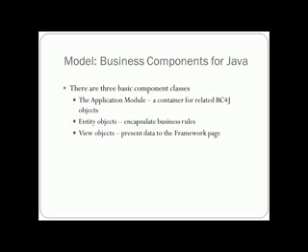Okay. So BC4J, as I said, business component for Java. There are three components in it: application module, entity object, and the view object. The application module is a container for BC4J objects, which holds the select statement in real time. The view object presents data to the framework. The entity object encapsulates business rules.